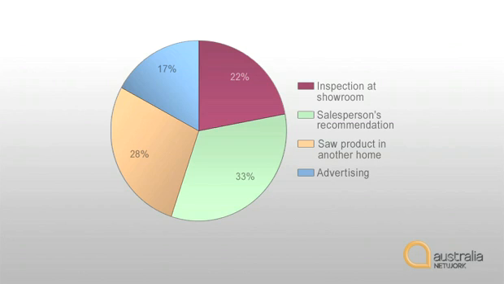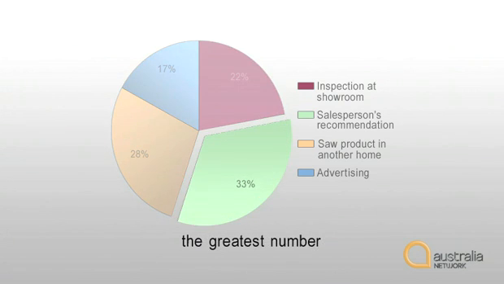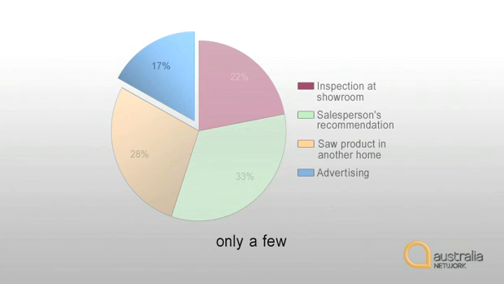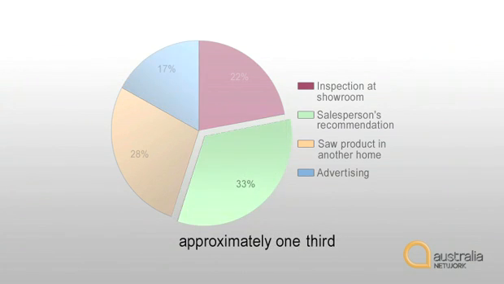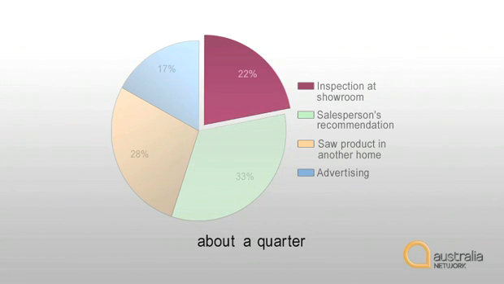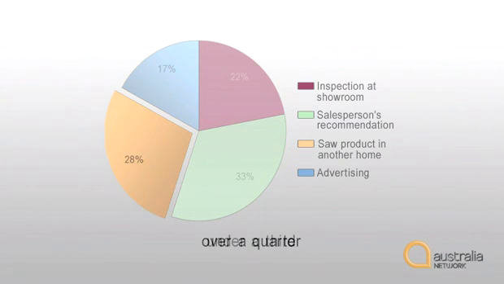Looking at the reasons for decisions, we are comparing 4 groups of people. We can use descriptive words such as many, some, a few. And we can say the greatest number or the highest percentage. The greatest number of people went by the salesperson's recommendation. We could say only a few relied on advertising. And we can use words like approximately, about, nearly, over, and under. Approximately 1/3, about a quarter, over a quarter, under 1/3.